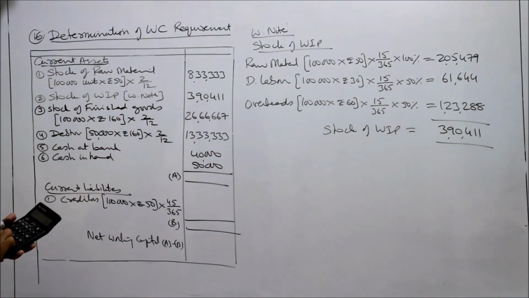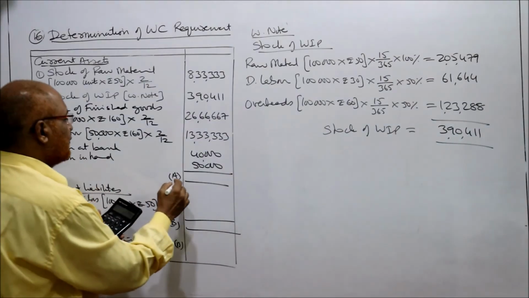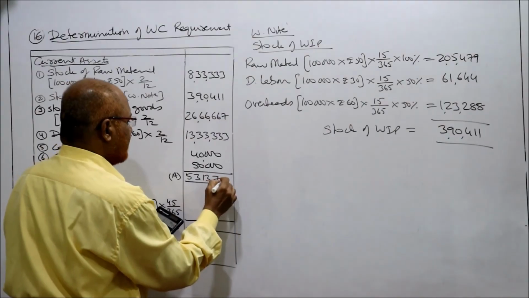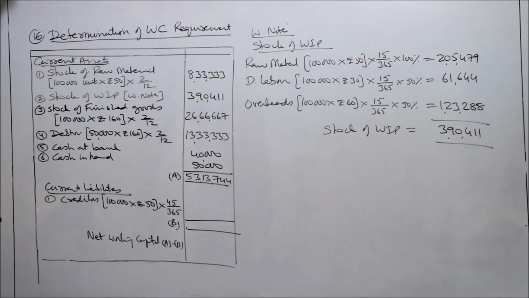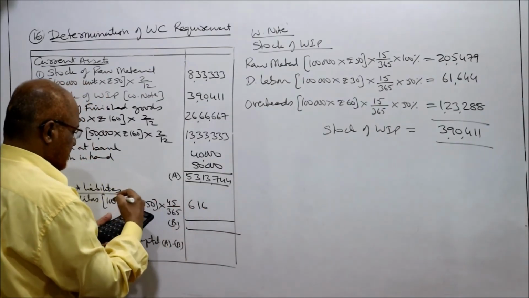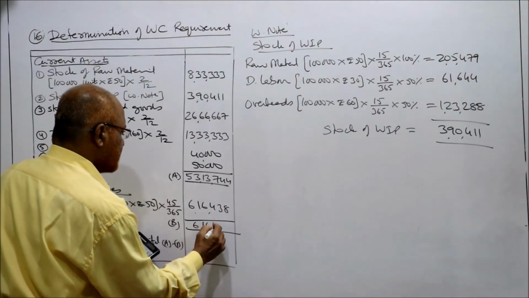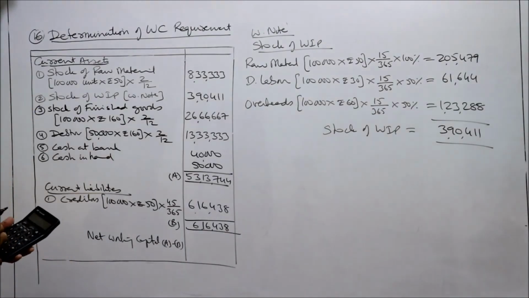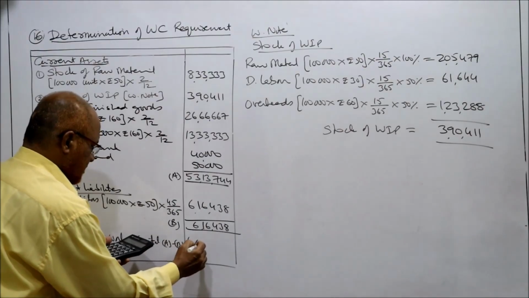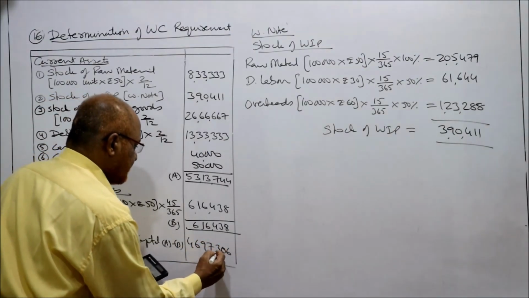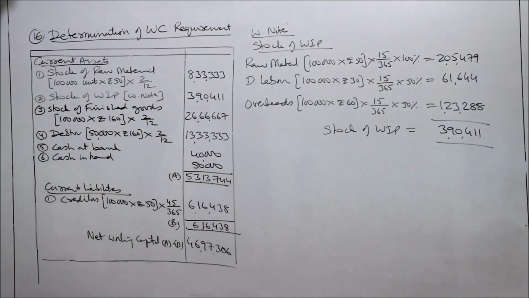That's it. So 8,33,333 plus 3,90,411 plus 26,66,667 plus 13,33,333 plus 40,000 plus 50,000 comes to 53,13,744. Here, for creditors, it is 1 lakh into 50 into 45 divided by 365, which comes to 6,16,438. So 53,13,744 minus 6,16,438 comes to 46,97,306. That's it. This is the working capital required.